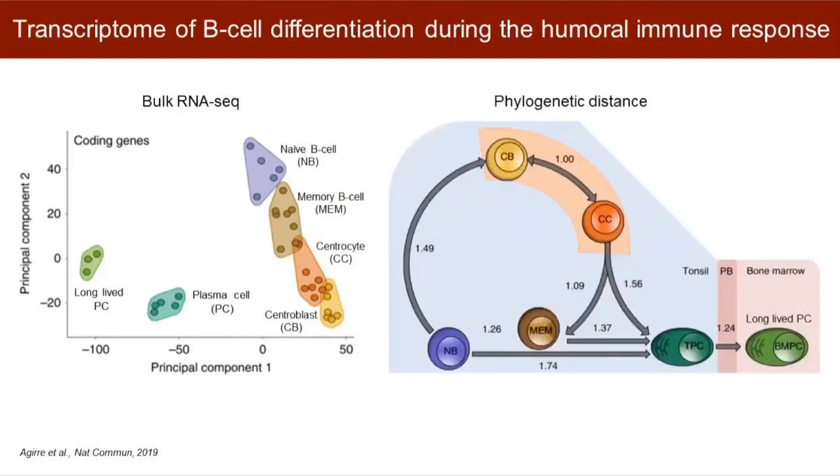A phylogenetic analysis of the transcripts shows that the phylogenetic distance between centrocytes and memory B cells is similar to the distance between centrocytes and centroblasts, and it's shorter than the distance between centrocytes and plasma cells. It also suggests that the germinal center B cell transcriptome represents a departure from the B cell differentiation program, which is restored after exit from the germinal center reaction and before terminal differentiation.